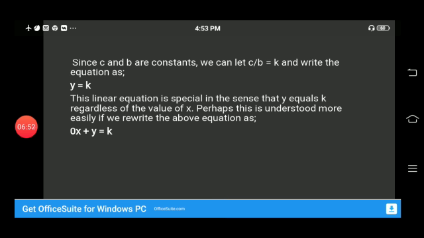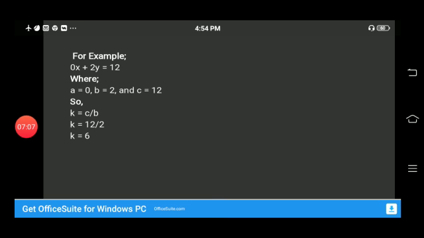This linear equation is special in a sense that y equals k regardless of the value of x. Perhaps this is understood more easily if we rewrite the above equation as 0x plus y is equal to k. So for example, 0x plus 2y is equal to 12. So a is equal to 0, b is equal to 2 and c is equal to 12. So as k is equal to c over b, then k is equal to 12 over 2, then k would be 6.